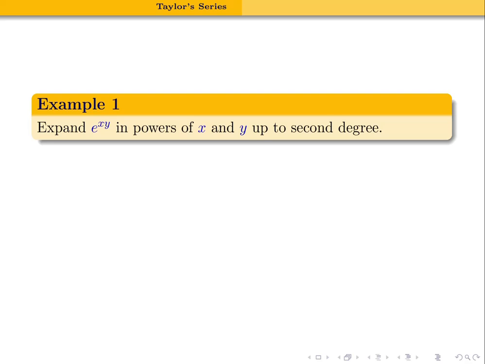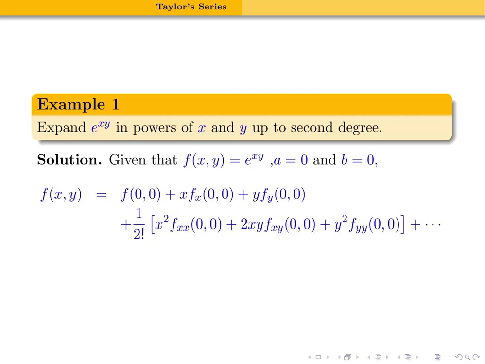For example number 1, expand e power xy in powers of x and y up to second degree. Solution: given that f of x comma y is equal to e power xy, here a is 0 and b is 0. Why? Because the problem itself gave powers of x, y. The general term is x minus a, y minus b. Here a and b are 0, therefore x and y is there. That's why we chose a is 0 and b is 0.